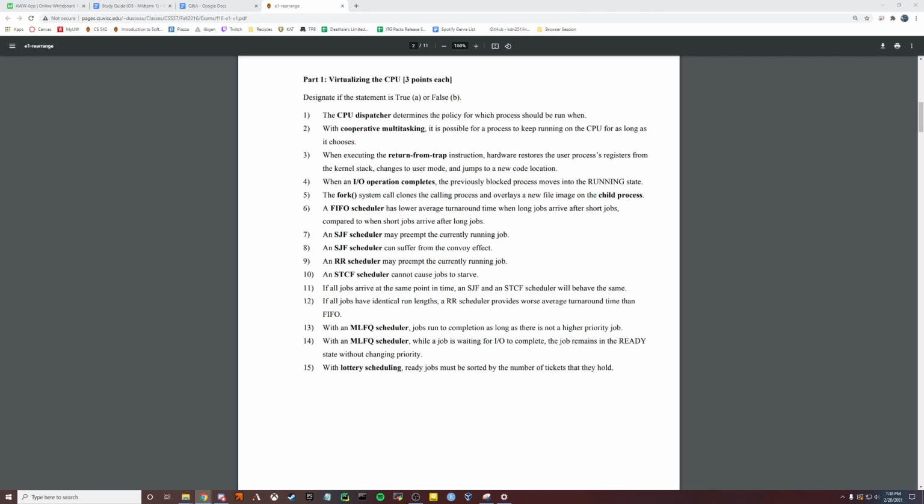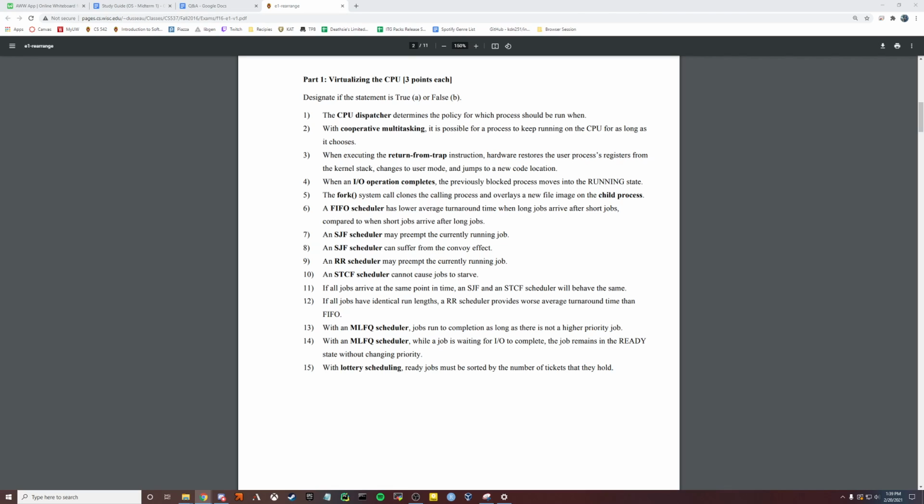If all jobs have identical run lengths, a round-robin scheduler provides worse average turnaround time than first in, first out. This is true. With round-robin, identical jobs will finish at nearly the same time at the very end, giving them the worst possible average turnaround time. With FIFO, the scheduling might seem less fair, but only one of the jobs gets the worst turnaround time. They're missing a word in the answer there, but we said true.